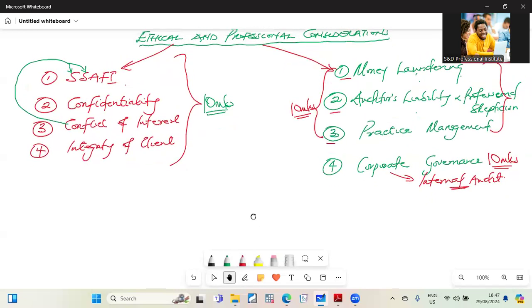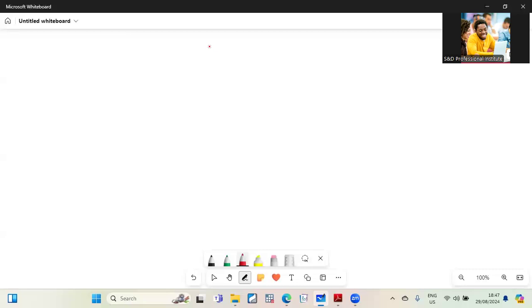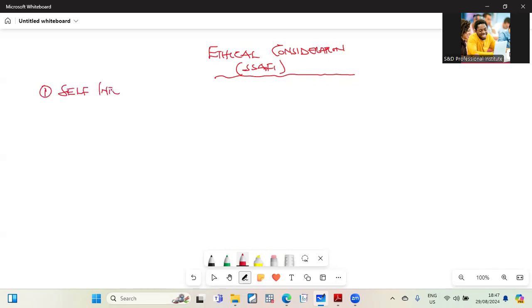So now, let's break into the sessions. Let's start with the applicability of the SSAFI. So we look at ethical considerations. Number one, the SSAFI. In fact, some other tutors may teach the SSAFI, adding M to it, calling it management impact. I don't, and I have my reasons. So now, what are we going to look at under SSAFI? You've already heard from me that the first S is self-interest.